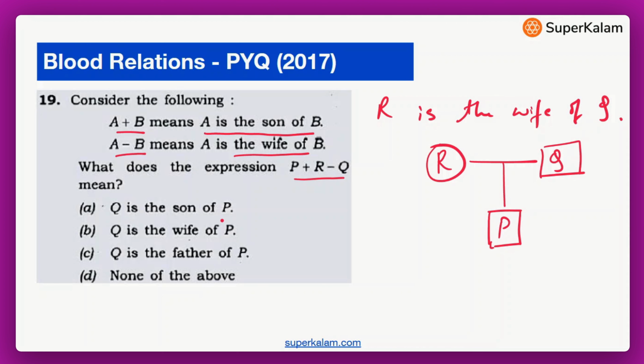Q is the son of P. No, Q is the father of P. Is Q the wife of P? No, Q is the father of P again. And is Q the father of P? Yes, C is right. Q is the father of P.